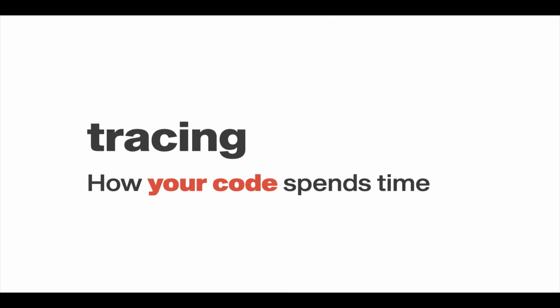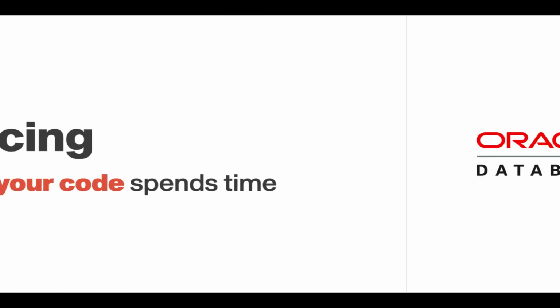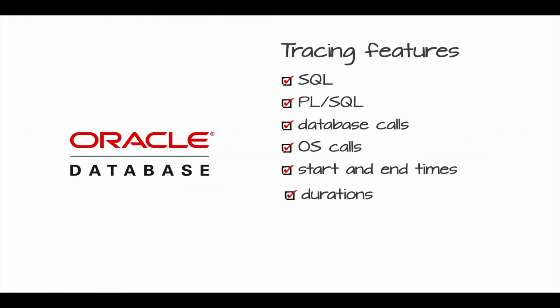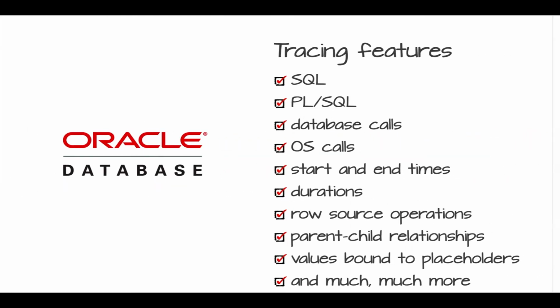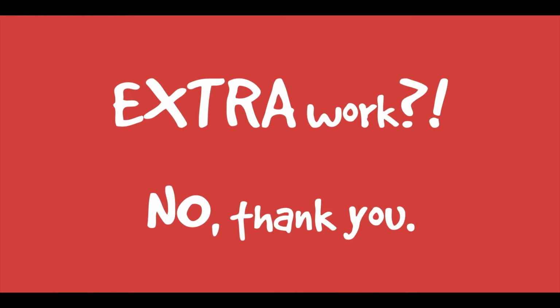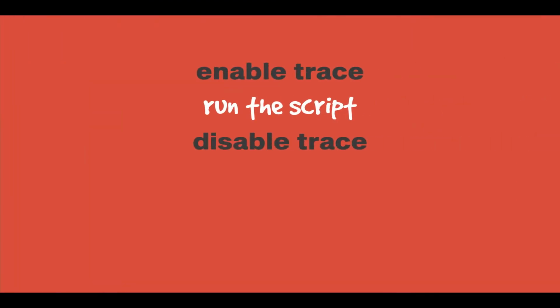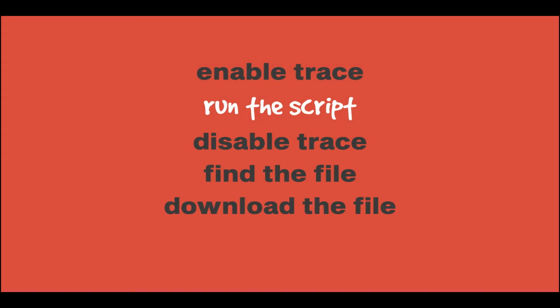Tracing is the killer app for making things go faster, and Oracle has one of the best tracing features in the industry. But tracing sounds like a hassle. You have to type extra code to turn it on and off. You'll need host access to use grep or whatever to figure out which file is yours, and then FTP or whatever to download it. And of course, good luck with that, because that is a security problem.